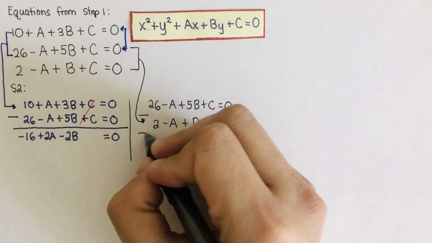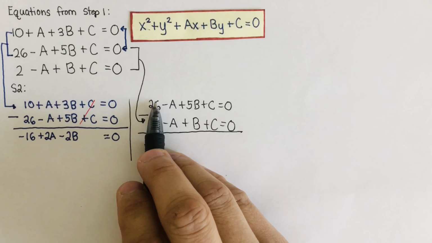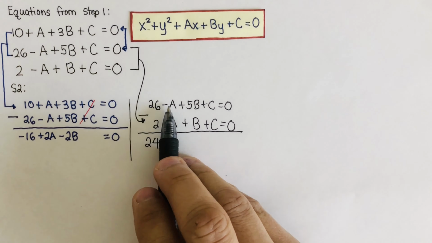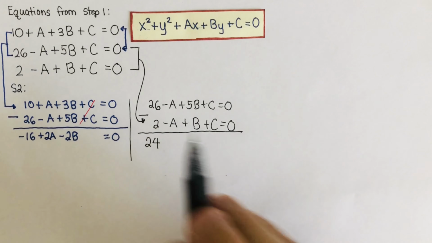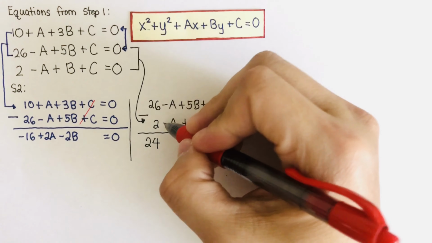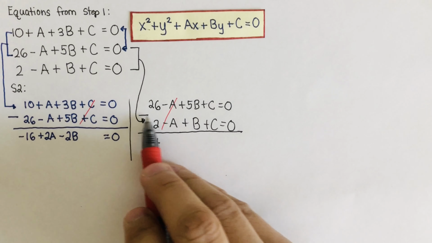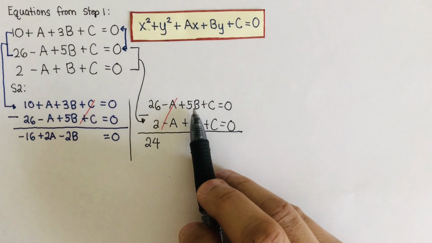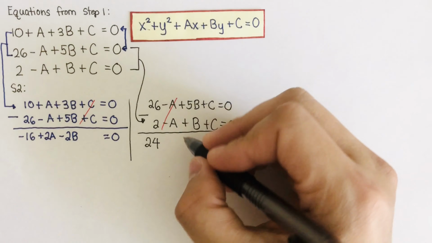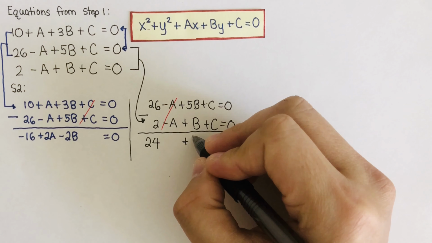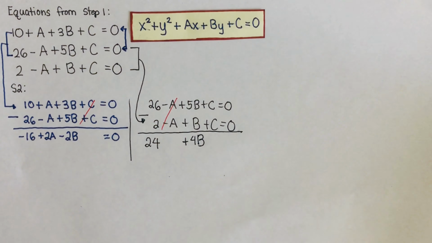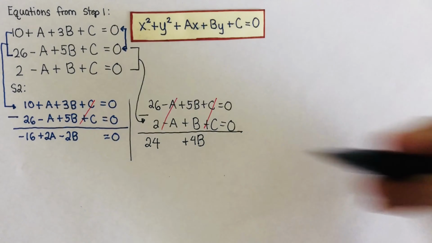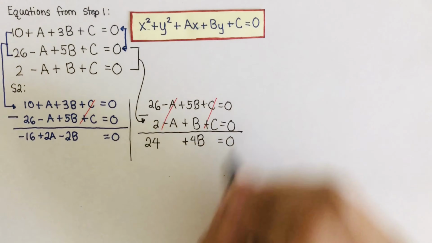And then I am going to subtract each one of them. So 26 minus 2 is 24. Negative A minus negative A is 0, so we can cross this out. Then we move on to the next one here. 5 minus 1 is 4, and we got a B, so plus 4B. And then C minus C is 0, so we cross that out. And this is equal to 0, because 0 minus 0 is just 0.